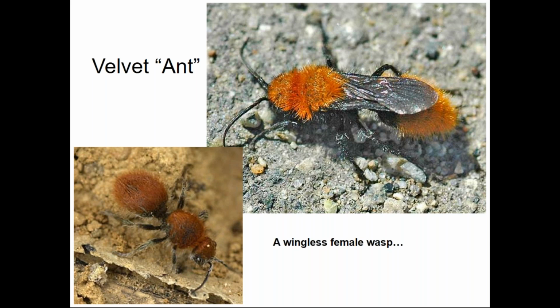The males have wings, as you can see on the right. You don't see them as often. And they fly around looking for the females. Velvet ants.